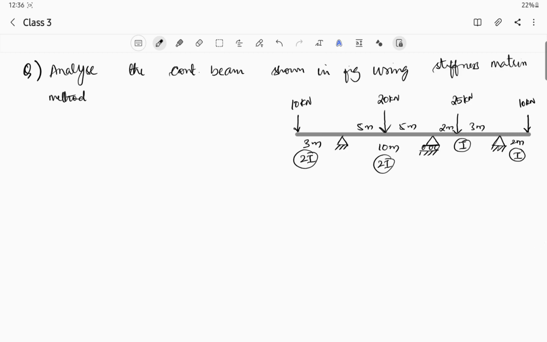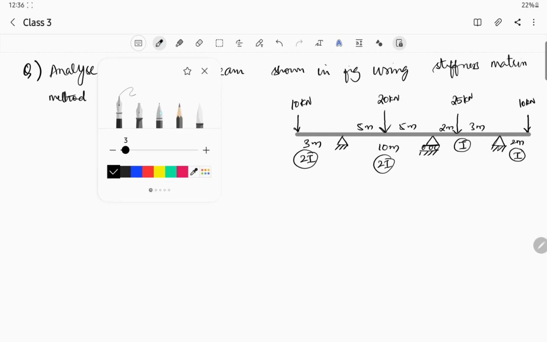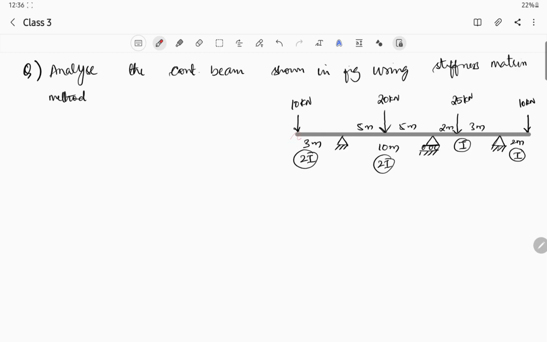All right, so what we do here is, in this part of the beam, at this location we have this part and this part as a cantilever. Okay, so for the stiffness matrix method we cannot calculate for a cantilever. So what we do whenever we come across a cantilever portion while solving by the stiffness matrix method is, because of this 10 kilonewton load, what happens to the beam, what happens at this support? At this support we'll be having a moment, isn't it?